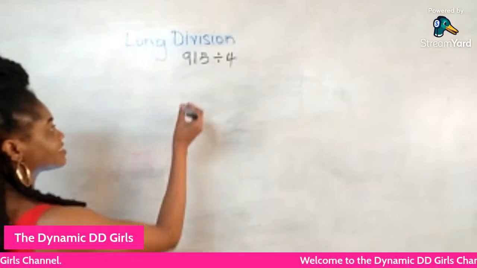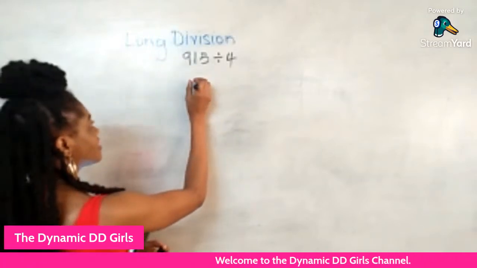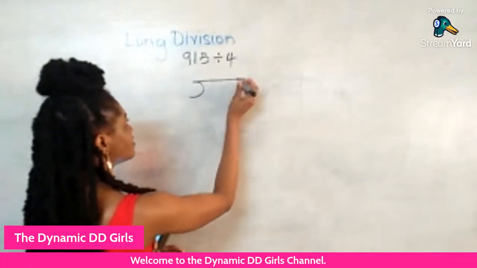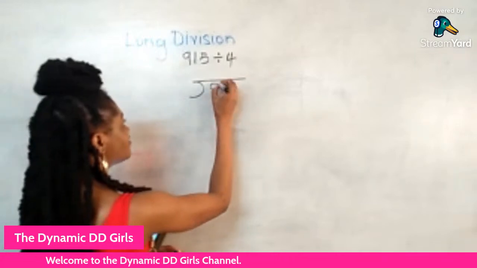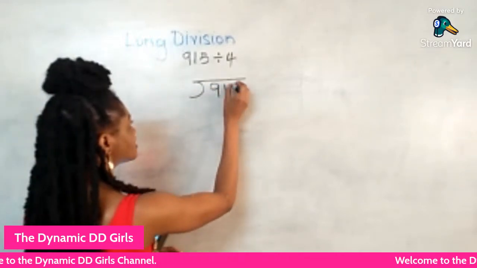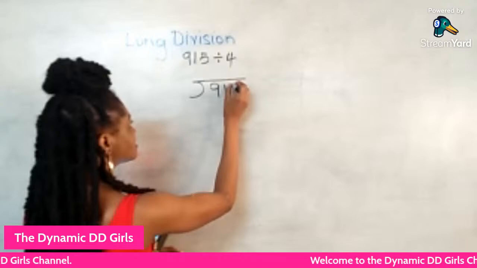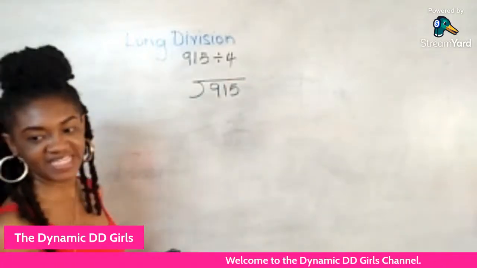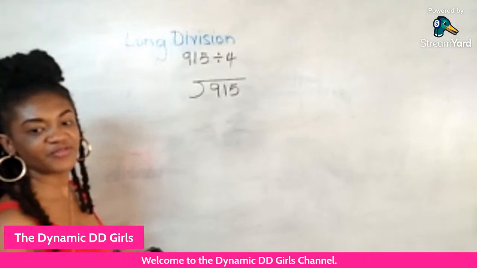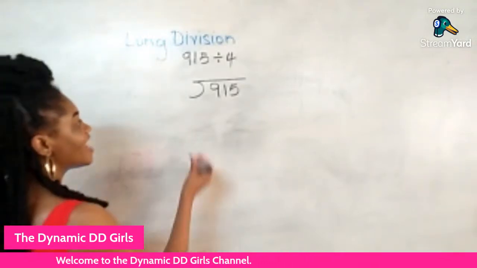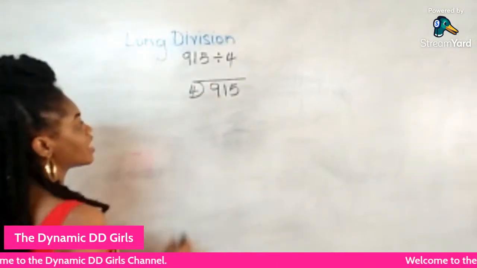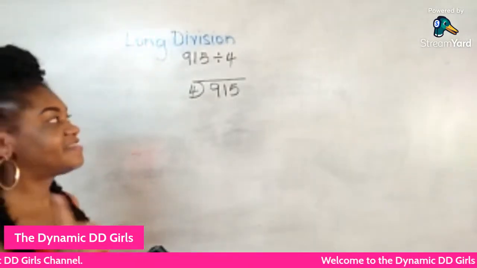So let's set out the problem. That's the first thing we have to do. 915 is known as your dividend. And of course, 4 is known as your divisor.